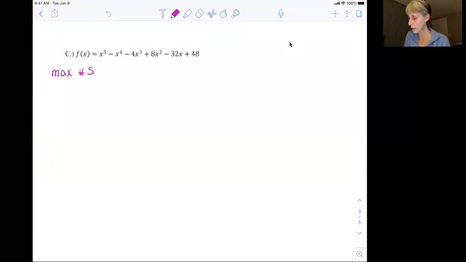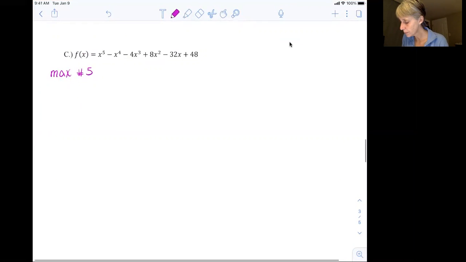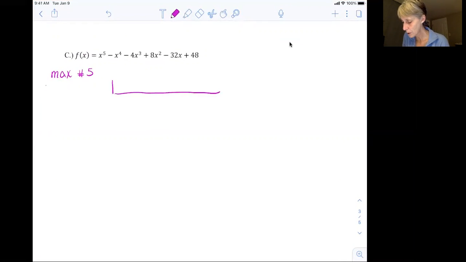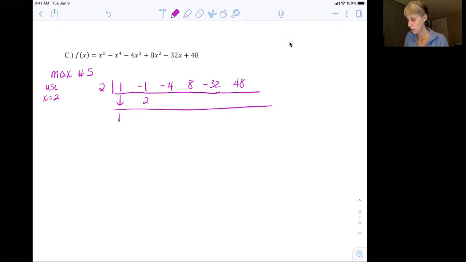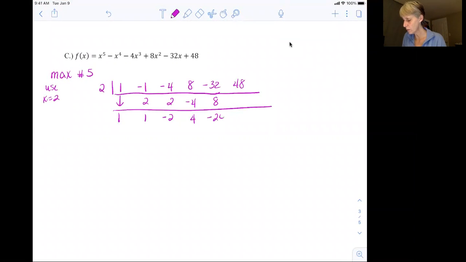Going back to my work over here. I'm using x equals 2 to help me. 1, -1, -4, 8, -32, and 48. Bring down the 1, then 2, 2, -4, 8, -32 plus 8 is -24. Oh, thank God this worked out.